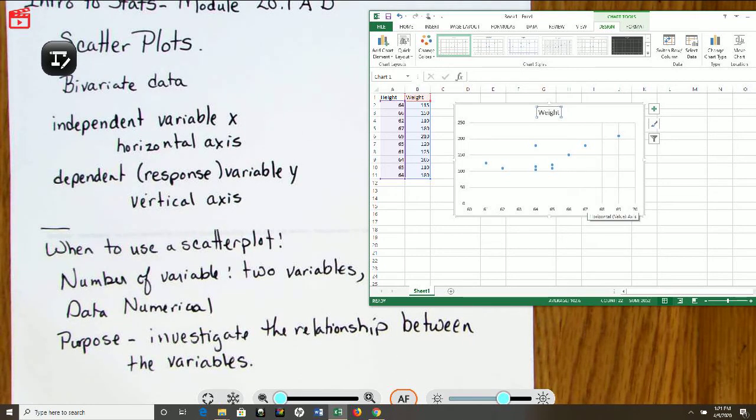What we're going to be looking for in these scatter plots is some sort of general pattern. We're going to be looking for, does it seem that there's a straight line forming in this?